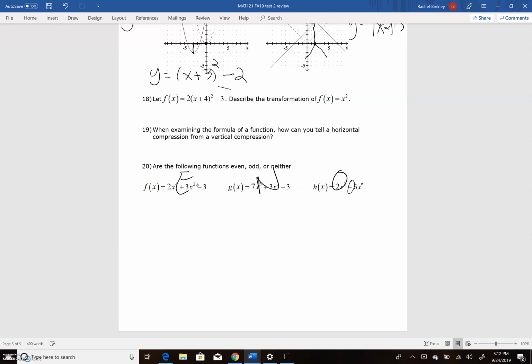Describe the transformation. So same thing here. Describe this transformation. So it's going to be left 4. That's here. Then it's going to be down 3. And it's going to be vertically, because it's on the outside, vertically stretched. So I'll just call that VS, vertically stretched by 2.